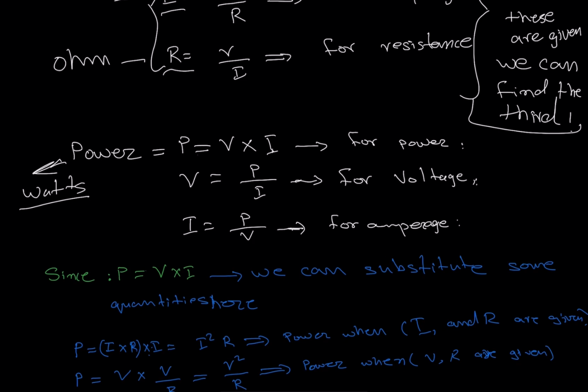So that is our equation for that, and we can alternate these three also, because we have three variables, so we can write it down in three different ways. This one is for the power, V equal to P over I is for the voltage when we have power and amperage, and when you have power and voltage and you are asked to find the amperage, you can use this equation.